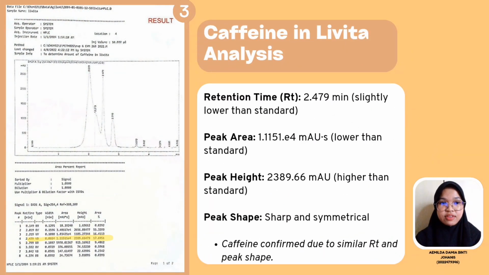Now, this is the Levita sample peak. The Levita sample had a retention time of 2.479 minutes, confirming the presence of caffeine. Its peak area was 1.11511 times 10 to the power of 4 milliabsorbance units, which is larger than the Coke sample, suggesting Levita contains more caffeine. Although Coke had a higher area percentage, Levita's absolute peak area was much larger. This means Levita contains more caffeine even though it has more ingredients that lower its area percentage.